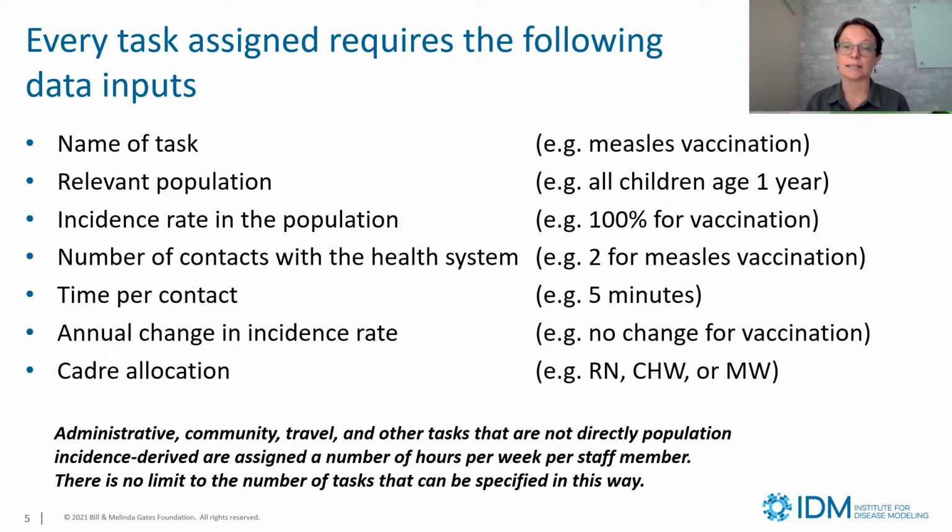We then also assign this task to a specific cadre. So this is flexible. You can name these anything you'd like, but that helps you then total at the end how much workload is going to go to each staff member who's included in the model. Now, there's also other tasks that aren't specific to a population ratio. These would be things like trainings, community engagement, travel, overhead. All of those things you can also put into the model, but they're done on an hours per week per staff member basis. So you can add those, but you put them in a little bit differently. Note that there's no limit to the number of tasks that can be specified in either of these.